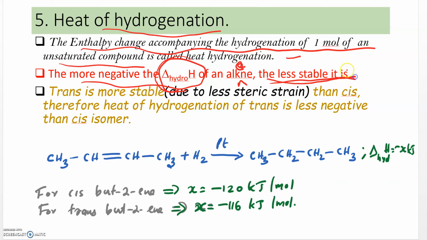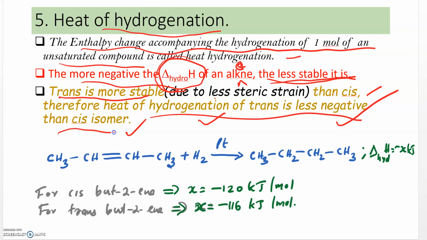The trans isomer is more stable due to less steric strain. In the trans isomer, the groups are in the opposite direction. Therefore, there is less steric strain than in cis. Therefore, the heat of hydrogenation of trans is less negative than that of the cis isomer.